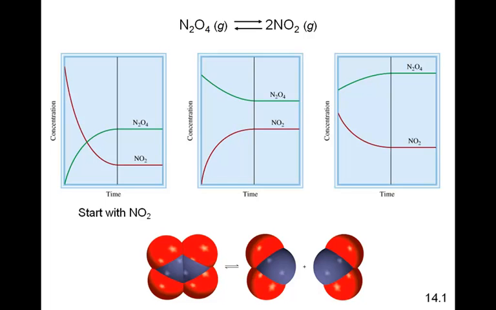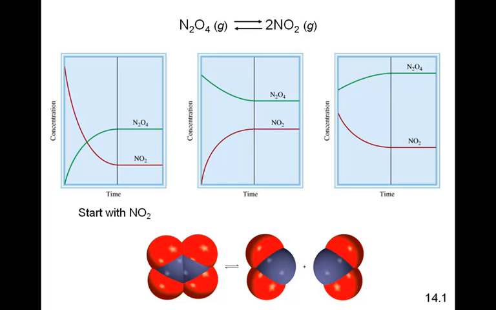The concentration of NO2 and the concentration of N2O4 are now constant, not equal to each other. You can see that they're not equal to each other, but they're constant. At first, the NO2 concentration was dropping and the N2O4 concentration was increasing. The reverse reaction was taking place more readily.